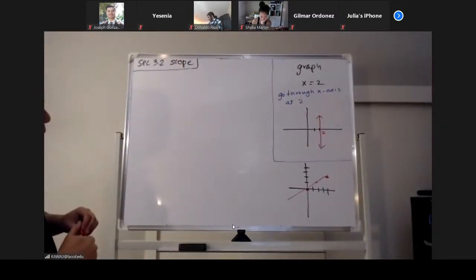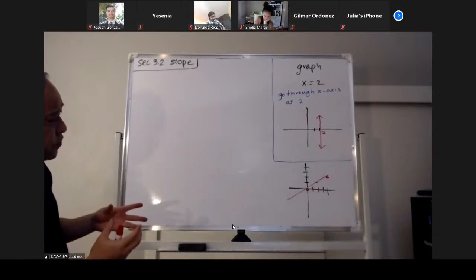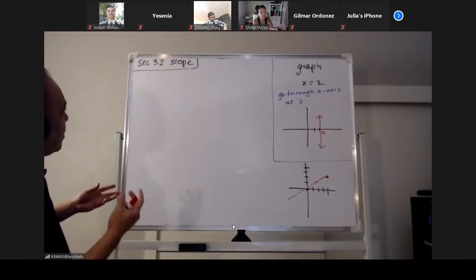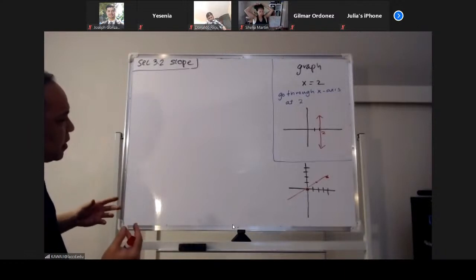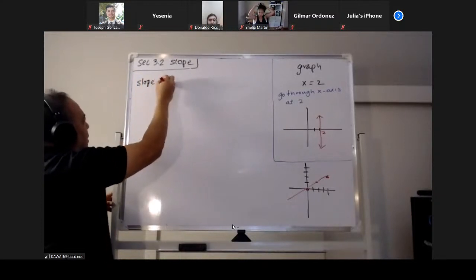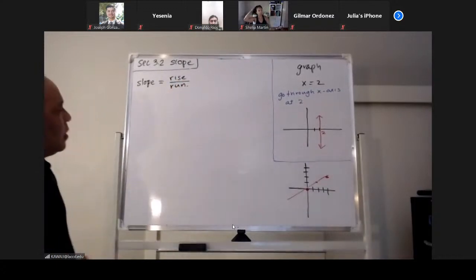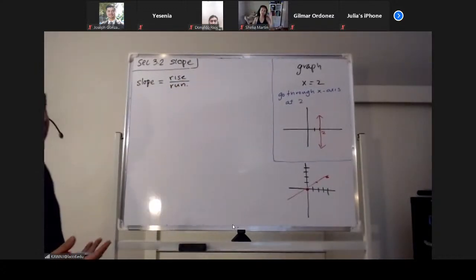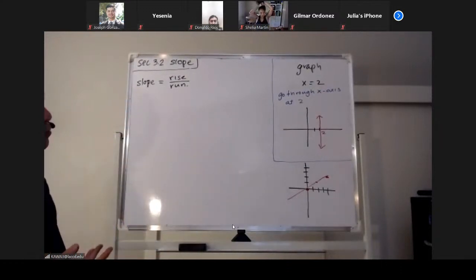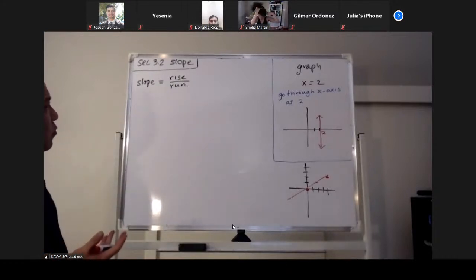Okay. Now, the way slope is explained is generally pretty poor. The standard way you start this section is you say slope is equal to rise over run. And my question is, what the hell is that? We don't use the word rise in the way it's used here in regular English. And we don't use the word run in the way it's written here in regular English.